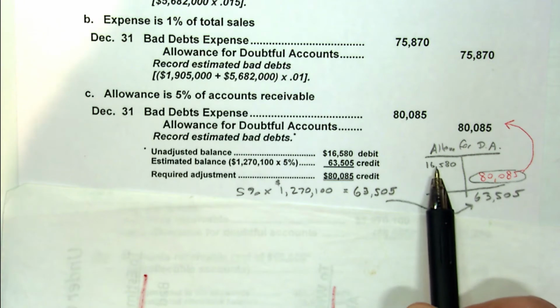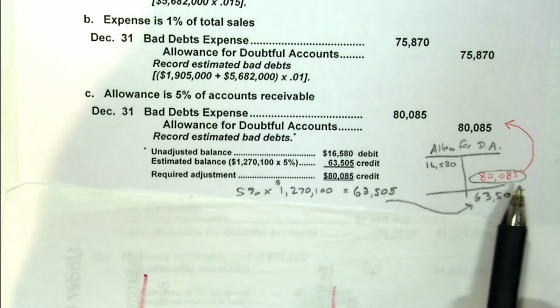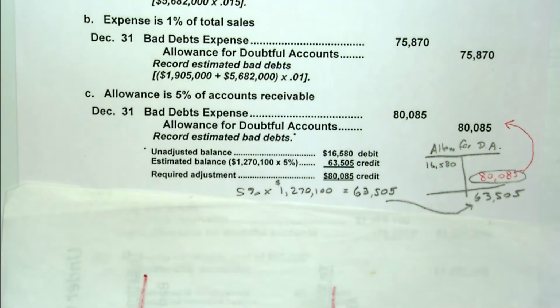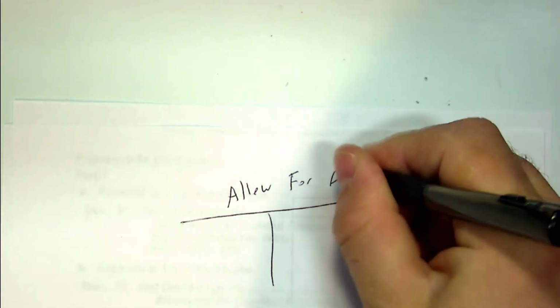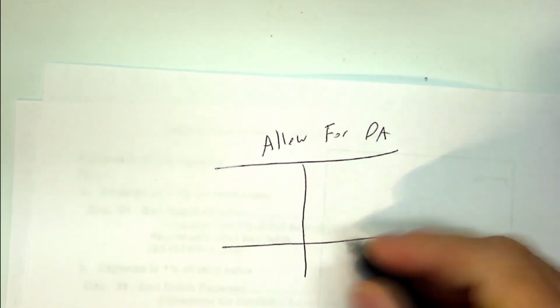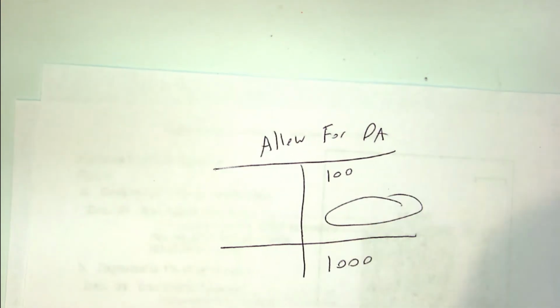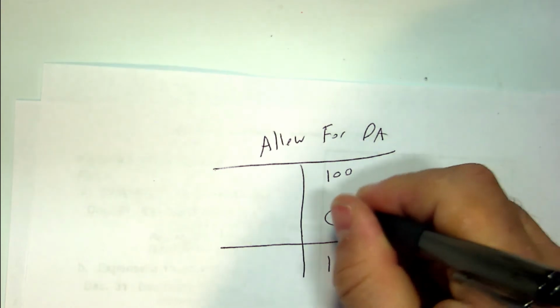But it has a beginning debit balance, right? So what do we have to do? We have to credit it for 80,085. Is that correct? Okay, let's do a little side note here. This is our allowance for doubtful accounts account, right? Let's make it easy math. Let's say we want it to have a $1,000 balance and it has a $100 balance. What do we have to do? Add 900. We have to credit it for 900, right?